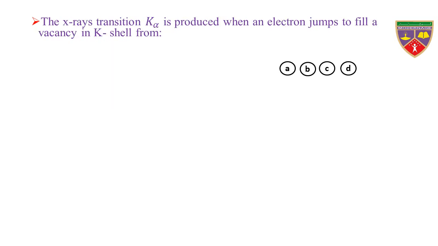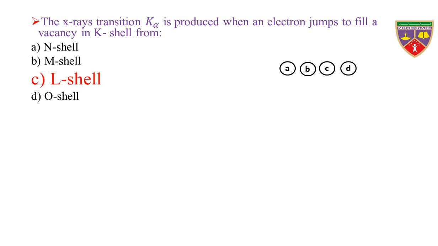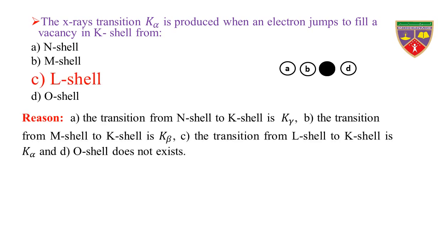The X-ray transition K alpha is produced when an electron jumps to fill a vacancy in K shell from: option A, N shell; option B, M shell; option C, L shell; option D, O shell. The key is L shell. Therefore, the correct option is C.